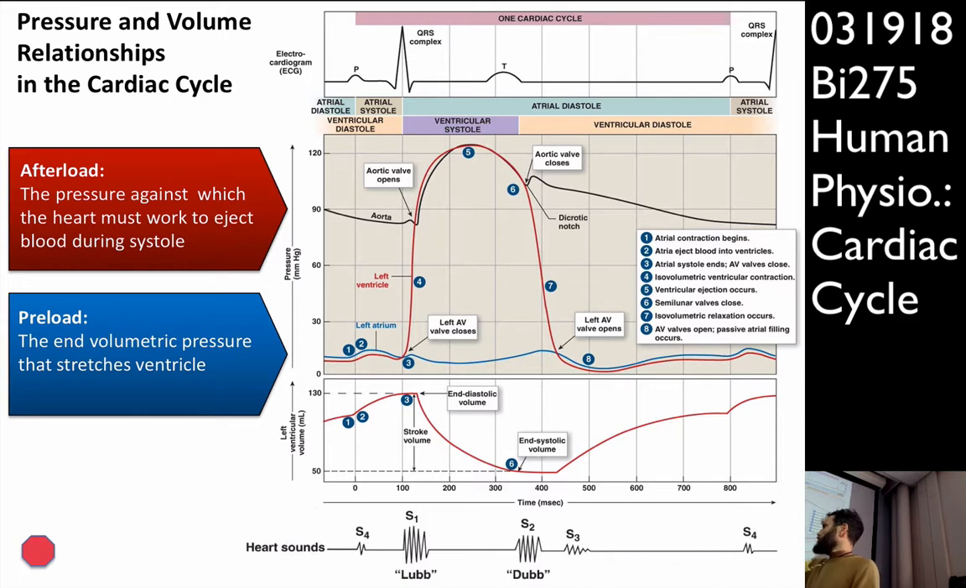We go through contraction here and it's ejection, ejecting all the blood. The volume of blood goes down until we reach the end of systole and the beginning of diastole, right around here. This volume that's left in the ventricle after ventricular contraction, we call end systolic volume. The difference in end diastolic volume and end systolic volume is what we call stroke volume.